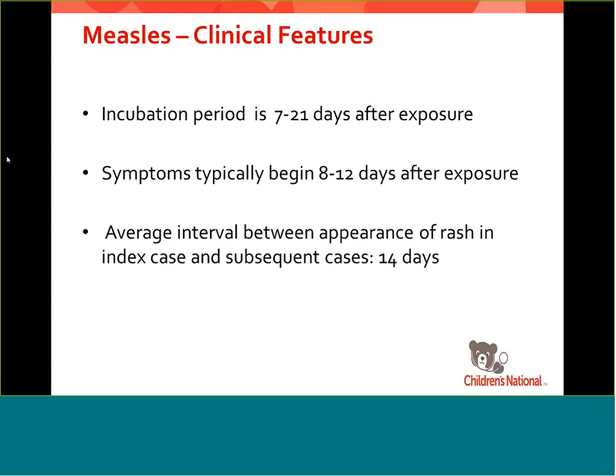So let's talk a little bit about typical clinical features for measles. The incubation period is 7 to 21 days after the exposure, and symptoms typically begin between 8 and 12 days after their exposure. If you recall, for our case, the symptoms began 8 days after he had been exposed to a child that had measles, and so that is particularly why we were concerned about it in this case. The average interval between the appearance of the rash in an index case, when we're talking about family members, and subsequent cases in the same family, is 14 days.